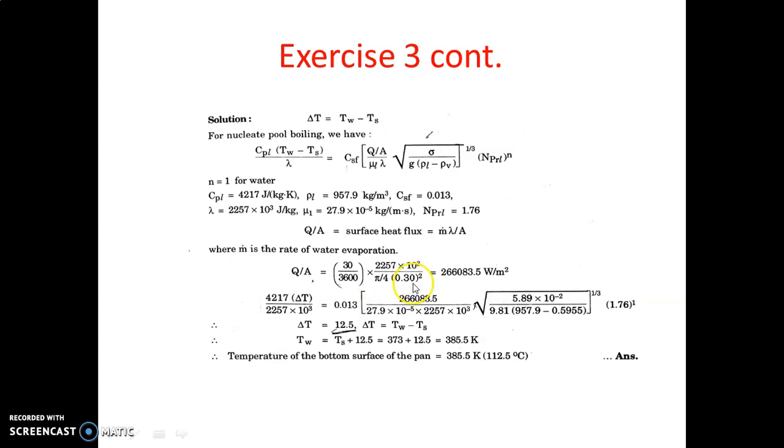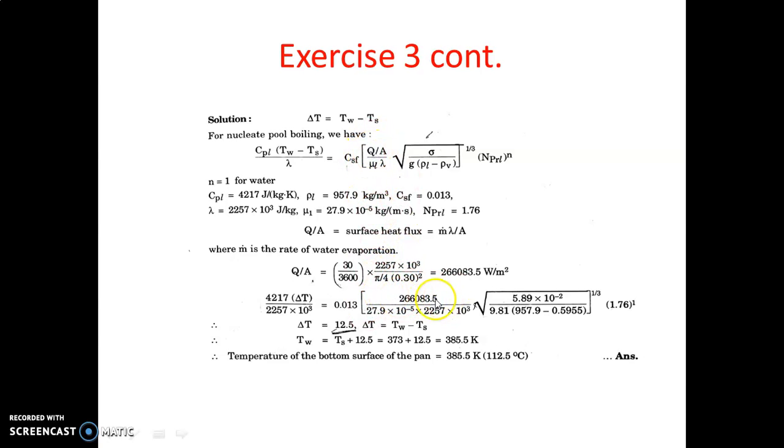So here this is the diameter and that diameter is converted into meters, so 0.30. So pi by 4 d square. If we calculate this value, we will obtain 266083.5 watt per meter square. So this is the value of Q by A, which is not given in the problem. So you have to just calculate from the mass flow rate and latent heat of vaporization. Then you have to put this value here.